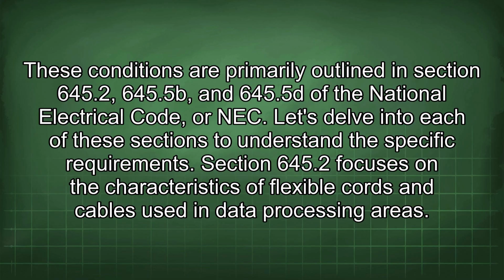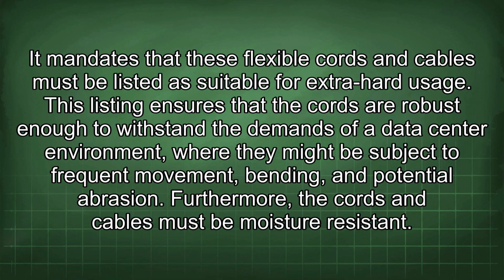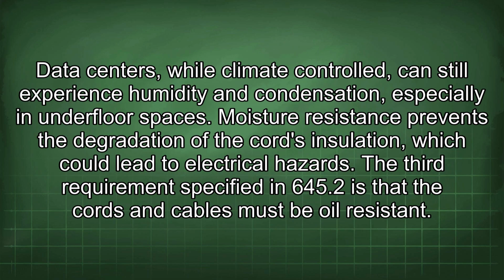Section 645.2 focuses on the characteristics of flexible cords and cables used in data processing areas. It mandates that these flexible cords and cables must be listed as suitable for extra-hard usage. This listing ensures that the cords are robust enough to withstand the demands of a data center environment, where they might be subject to frequent movement, bending, and potential abrasion. Furthermore, the cords and cables must be moisture-resistant. Data centers, while climate-controlled, can still experience humidity and condensation, especially in underfloor spaces. Moisture resistance prevents the degradation of the cord's insulation, which could lead to electrical hazards.